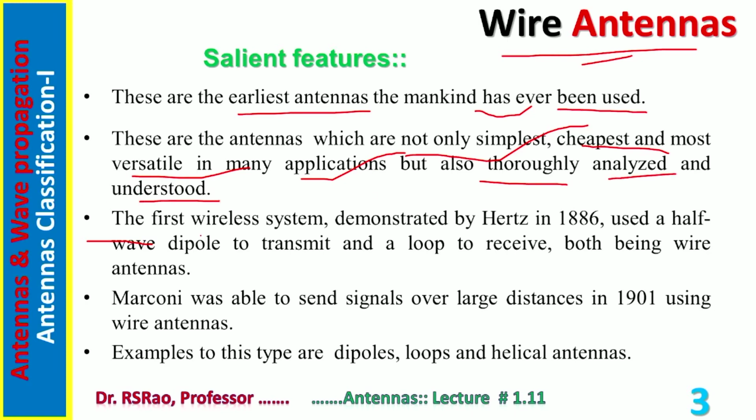The first wireless system demonstrated by Hertz in 1886 used a half-wave dipole to transmit and a loop to receive, both being wire antennas. Dipole is a wire antenna, loop is also a wire antenna. Marconi was able to send signals over large distances in 1901 using wire antennas. Examples of this type of antennas, as already given: dipoles, loops, helical antennas. These are all popular examples.